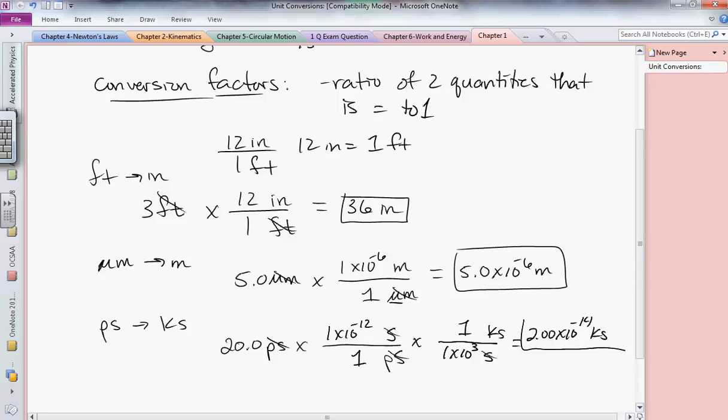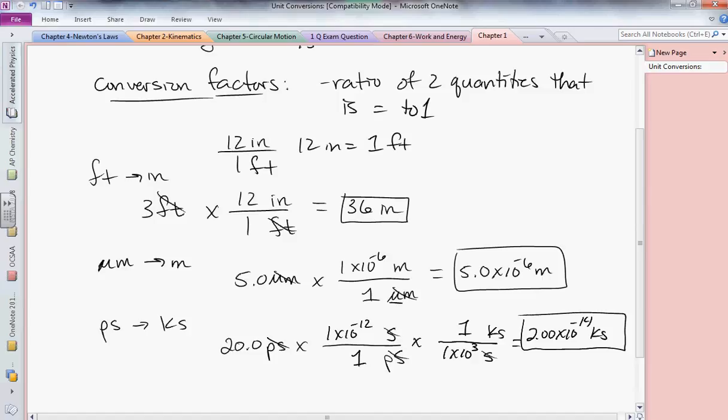kiloseconds. Okay, so just to check, and this is always good to do, if I have 20 picoseconds, I'm converting to kiloseconds, it should be less than 20. Kiloseconds is a larger unit of time than a picosecond is, so I should have fewer kiloseconds than I did picoseconds, and indeed I do.